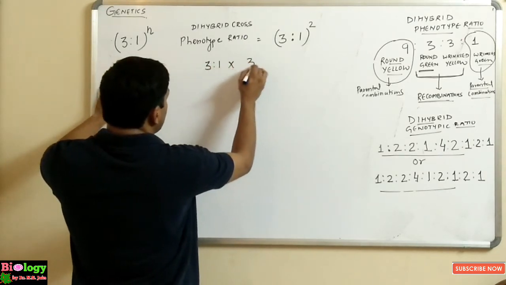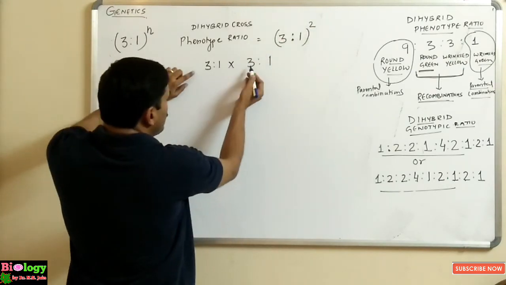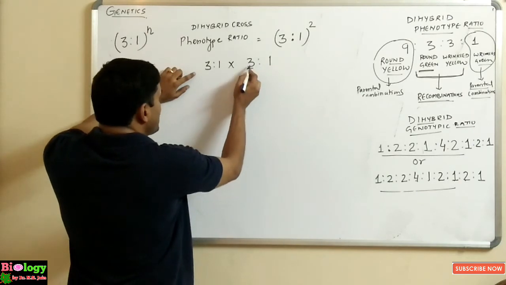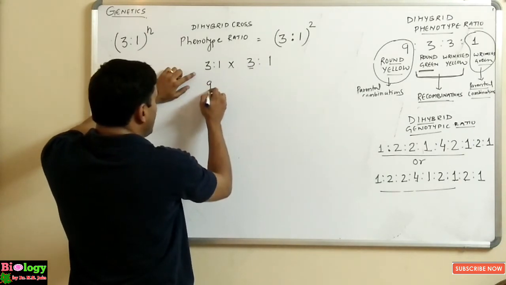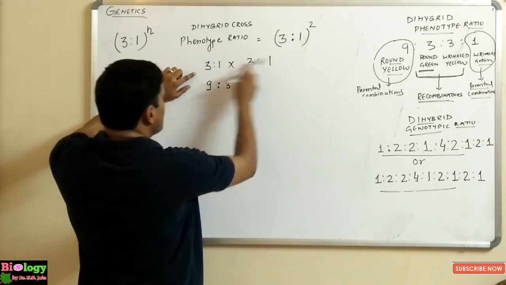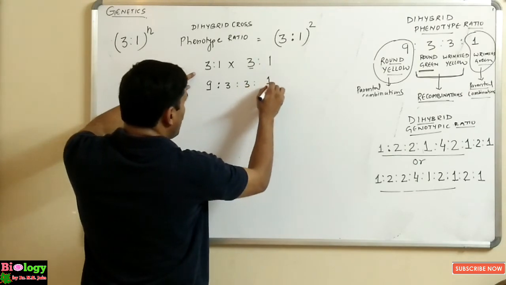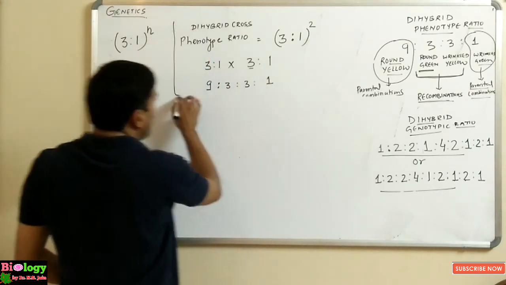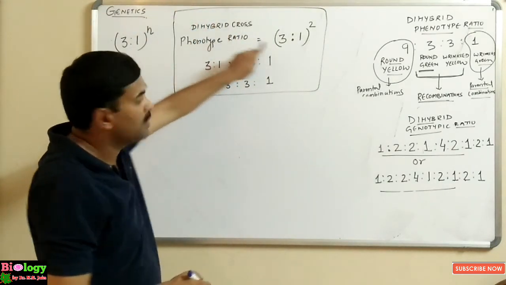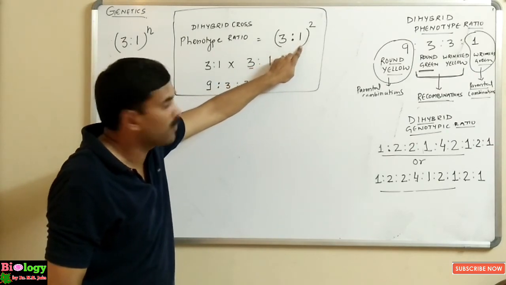So how will we calculate? 3:1 into 3:1, because the power is 2. Now we have to multiply this number with both these numbers. So see here, 3 times 3 is 9 and 3 times 1 is 3. Now we have to multiply this number with these two numbers: 1 times 3 is 3, 1 times 1 is 1. Okay, so we have got the dihybrid cross phenotypic ratio by using this formula, 3:1 raised to the power of 2.